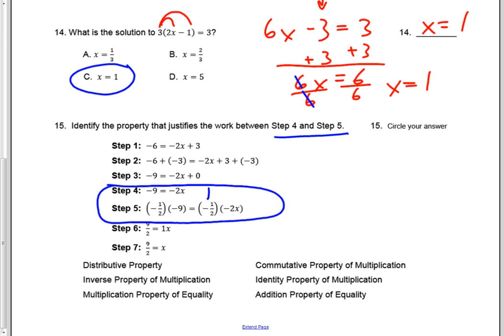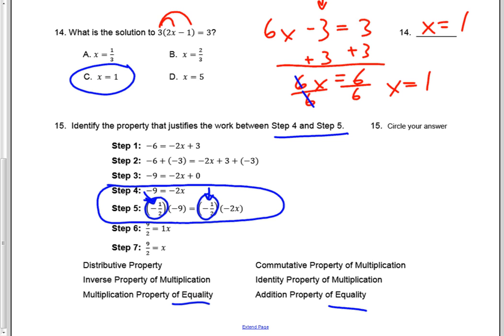So, point to this, point to this. This is what happened. You always want to focus on what's different from line to line. When it happens on both sides, that's something to do with equality. If it's on both sides, it's something to do with that.